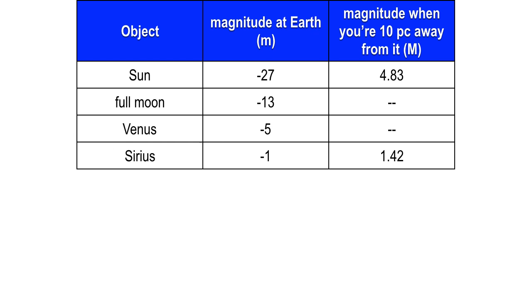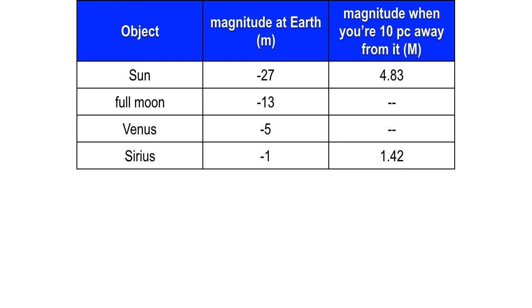All right, but now, here's Sirius. From Earth, it's approximately a negative 1. And that's the brightest star in the sky, other than the Sun. Now, if you're 10 parsecs away from Sirius, you'd be at 1.42 absolute magnitude, capital M. All right, so that's not too shabby. That's good and bright. Now, we're even closer than that, and we see it at a minus 1.